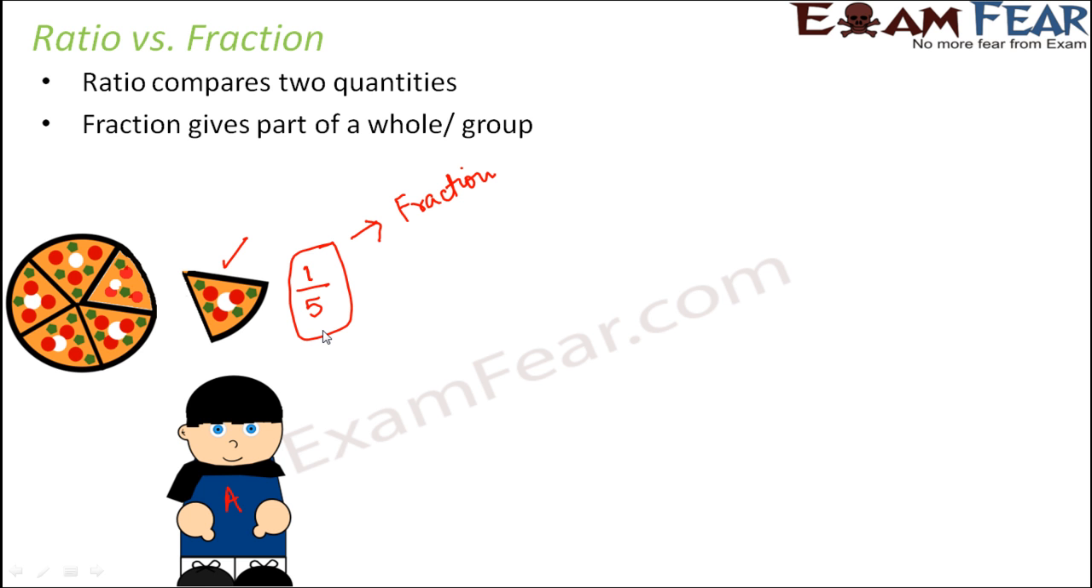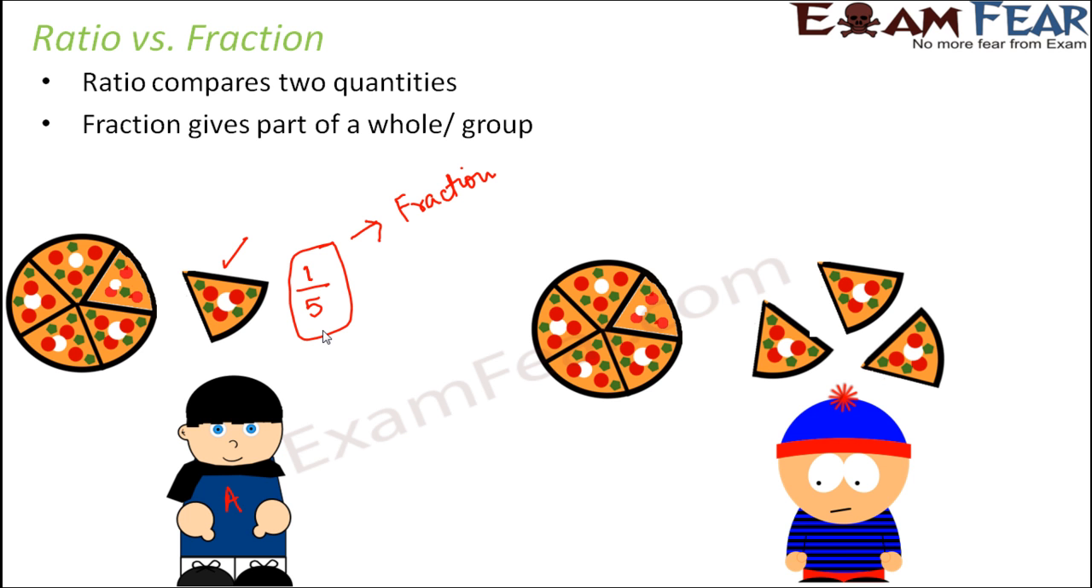Whereas if you think of an example like this, let's say that you want to compare how much pizza did A eat and how much pizza did B eat. So let's say that B ate 3 slices out of 5 slices of the pizza. So this again is a fraction. But when we try to compare the ratio of the pizza that A and B ate, how would we find out the ratio? So ratio would be the amount of pizza that A ate divided by the amount of pizza that B ate.